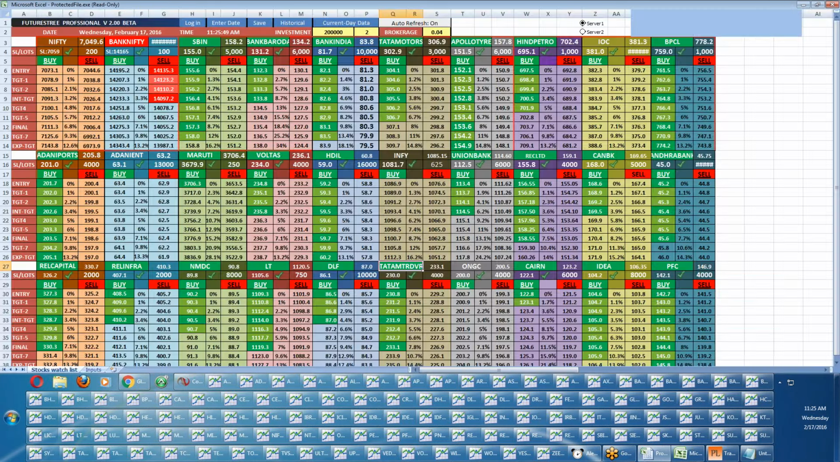So HDIL, let's calculate. 59.20 is your entry. Now it is at 61. That's roughly 1 rupee 80 paise. 6,000 is your lot size. So that's again another 10,000 rupees.